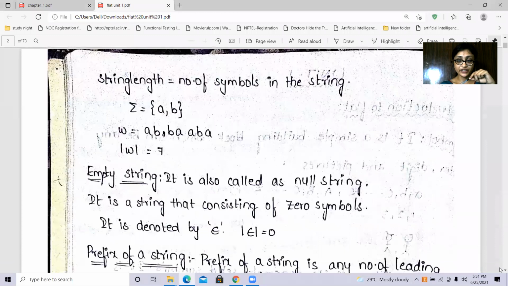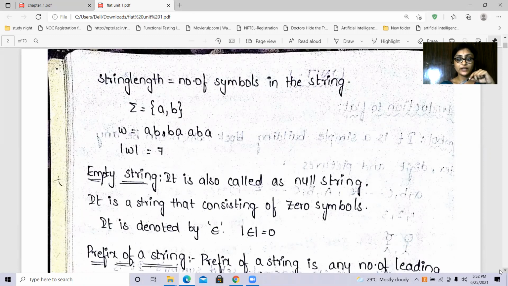If w is a string, then the length of the string can be represented as modulus of w equal to 7. String length means nothing but the number of symbols in that particular string. If we consider sigma equal to {a, b}, then if we take a string like abbaaba, here we have to count the number of symbols: 1, 2, 3, 4, 5, 6, 7. Since we have 7 symbols in this particular string, we write the length of the string as 7.